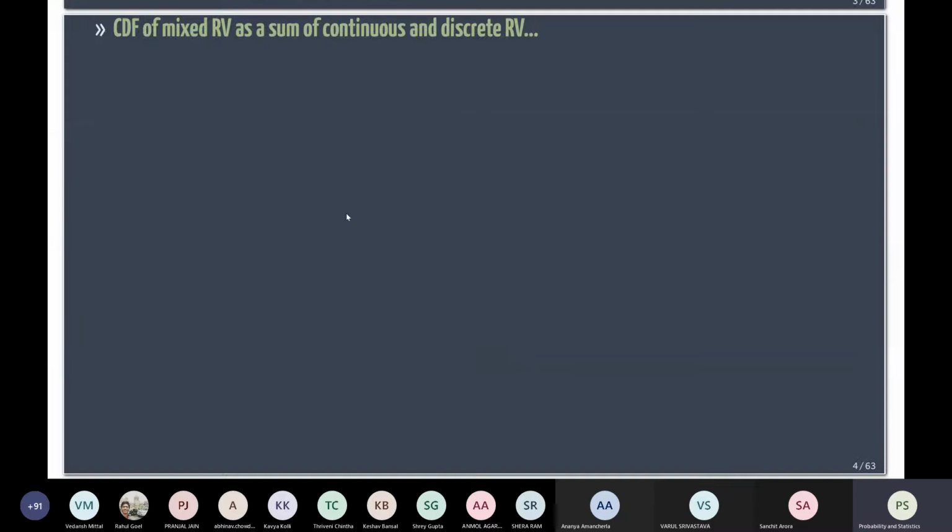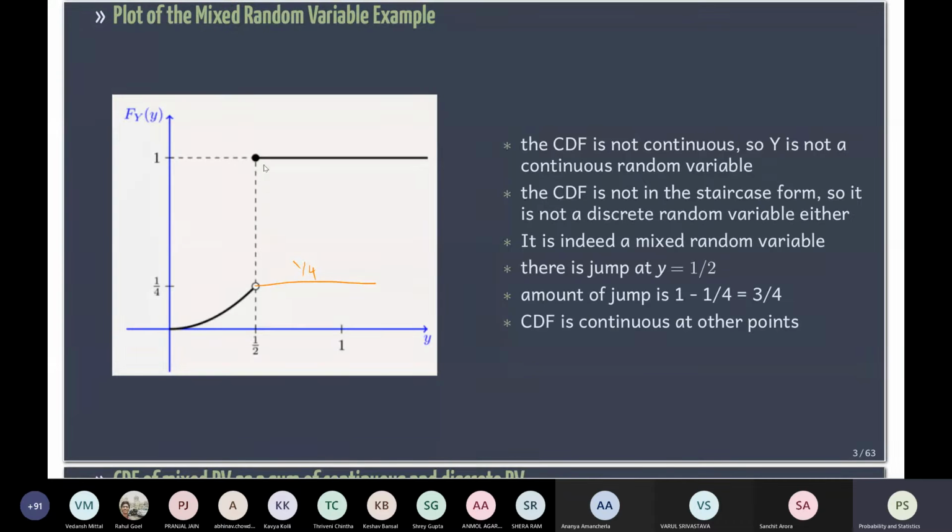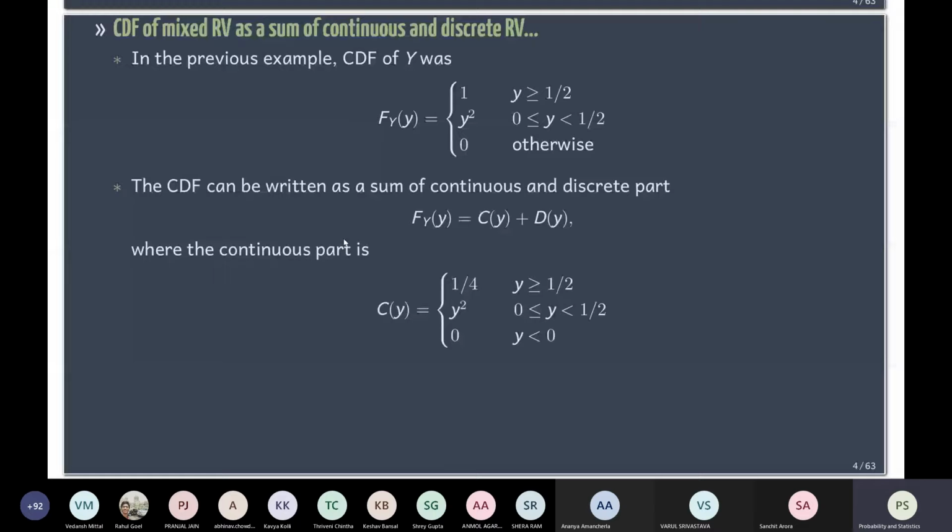The discrete part would be the jump that we got, so the jump will be 3/4. So this is the continuous part, and the discrete part is the 3/4 part. From half onwards, that was the jump that we got. So the discrete part took the remaining part that was left. It starts from half, and for less than half we are deliberately making it 0. So we have rewritten this in terms of a continuous and a discrete part.